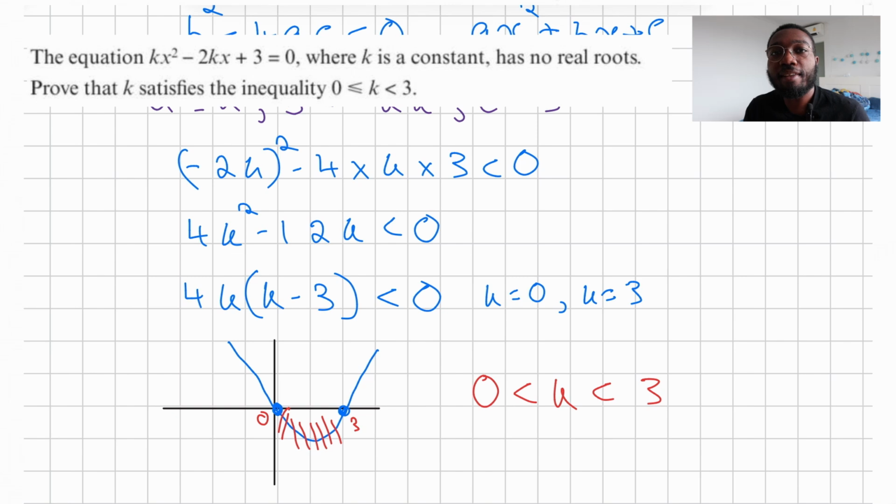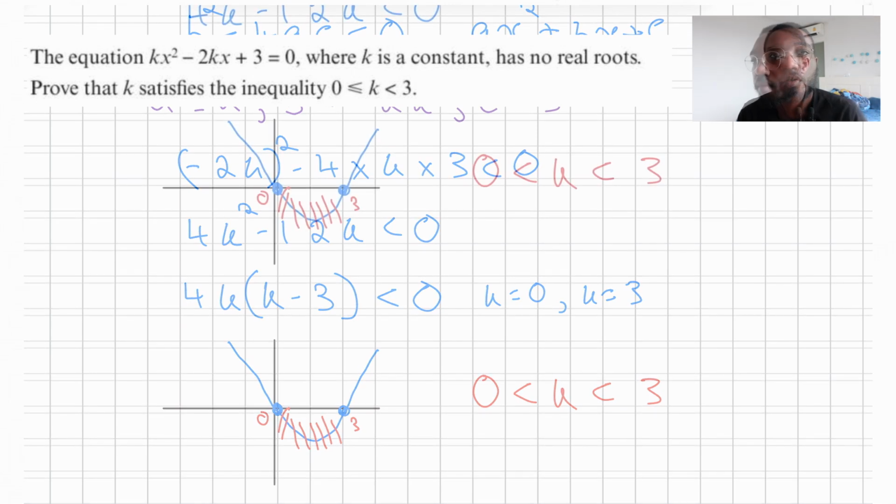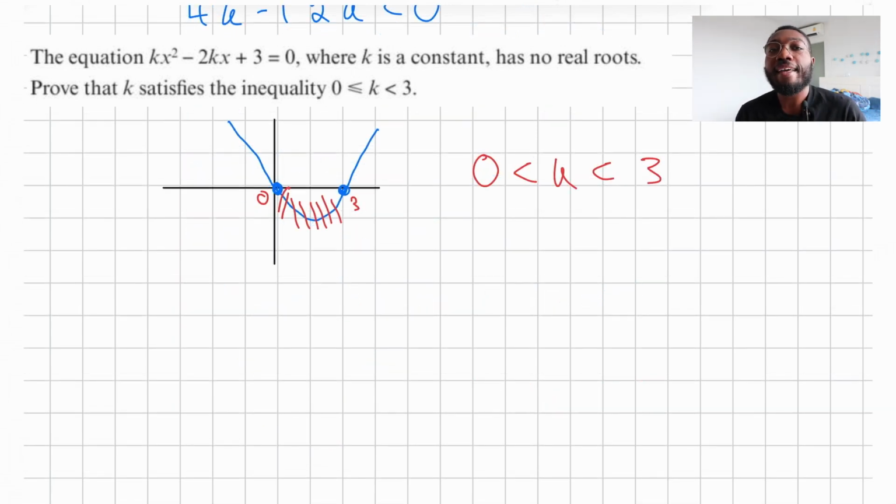But are we done yet? No, we're not. So with this question, it says that the equation has no real roots. So what we need to do is verify if when k is equal to 0 and when k is equal to 3, does it have roots at those values? Because if it does have roots, then we don't want to include it. But if it doesn't have roots, then we want to include that in our answer.